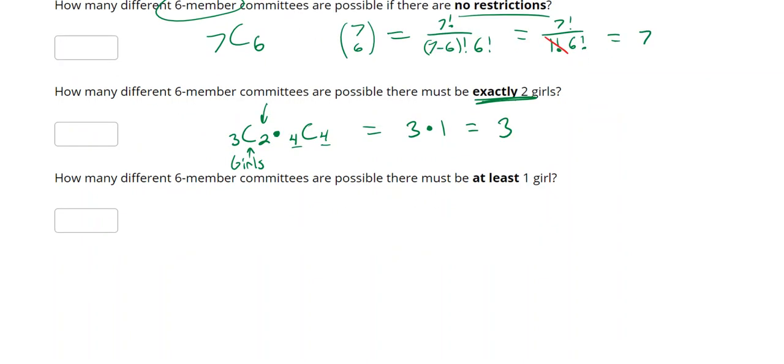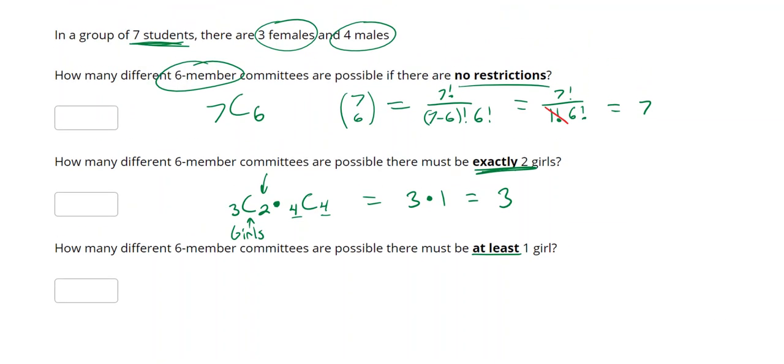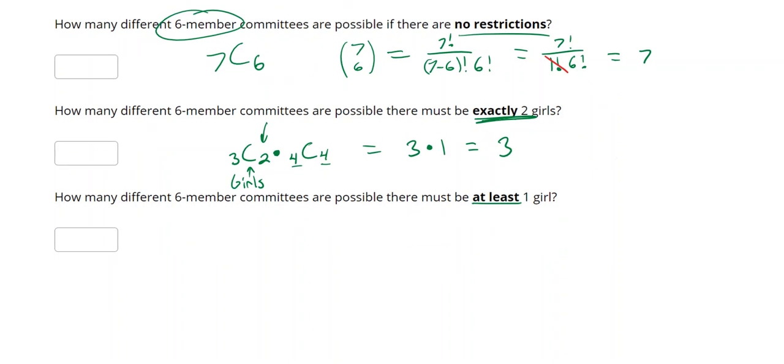Okay, next one. How many different 6-member committees are possible if there must be at least 1 girl? So the word at least is important here. The way we have to do at least situations is we have to add up all of the different ways that could happen. So if there was 1 girl, let's find how many ways that can happen. And then we'd find what would happen if there was 2 girls, 3 girls, 4 girls, 5 girls, and 6 girls, and add them all together. So we've got to add up all those situations. So, at least 1 girl.